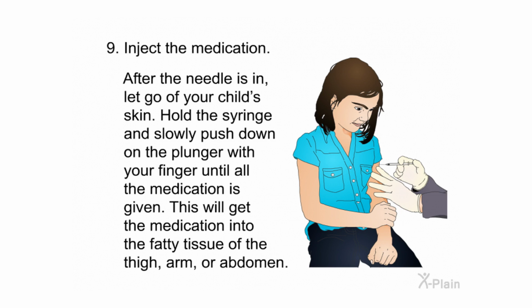9. Inject the medication. After the needle is in, let go of your child's skin. Hold the syringe and slowly push down on the plunger with your finger until all the medication is given. This will get the medication into the fatty tissue of the thigh, arm, or abdomen.